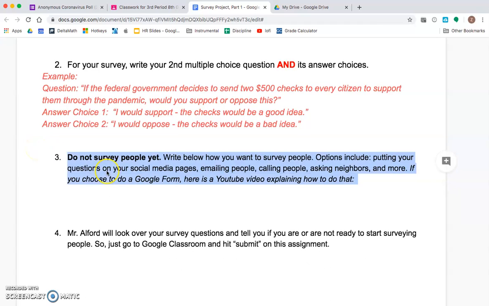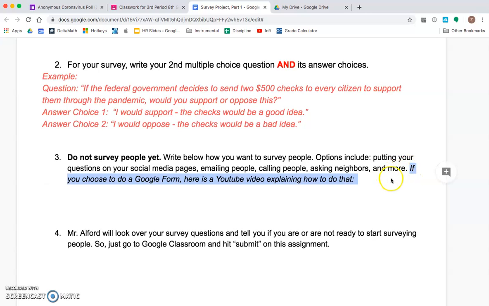Okay. Step 3, I'm just saying don't survey people yet. You're going to write below how you want to survey people. These options include you can post it on any of your social media pages. You can email people. You can call people. You can ask neighbors. Or other options of surveying people that you can think of.